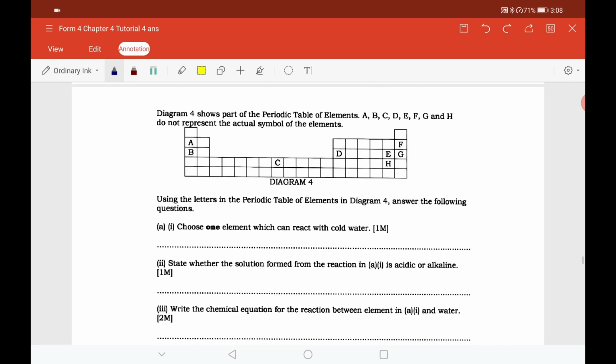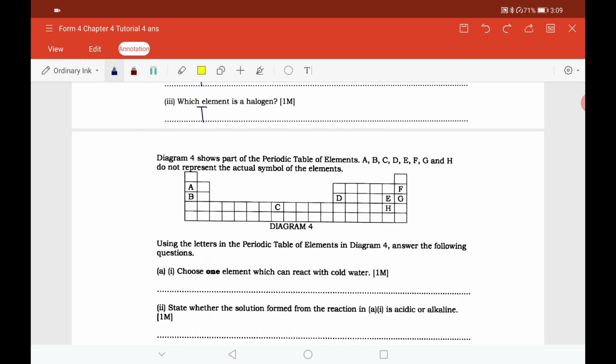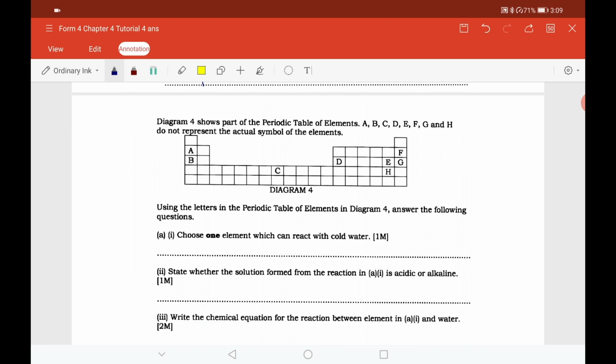Next one, same thing. This is another question. As you can see, they give you the periodic table with the symbols, so now you need to use the symbols to answer the question. The first question asks you to choose one element that can react with cold water. Whether the water is cold or hot doesn't matter, most importantly it is water. So who can react with water? Group 1 and group 17.